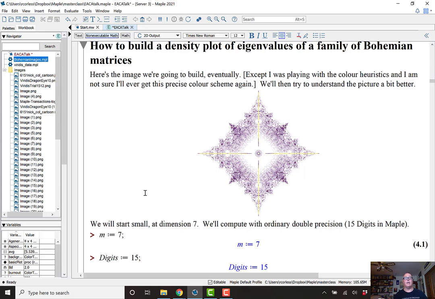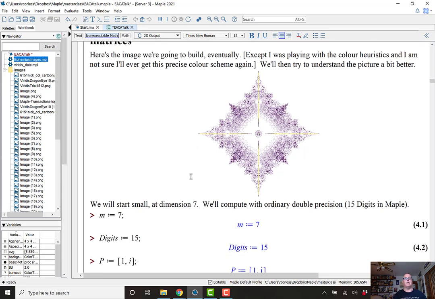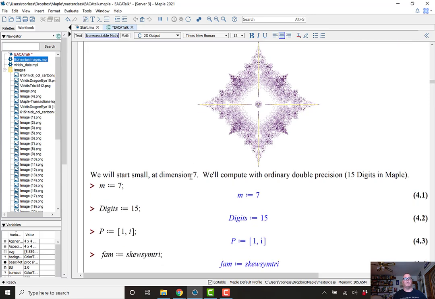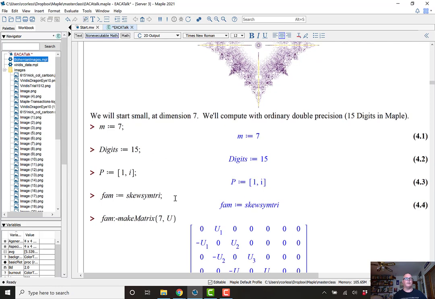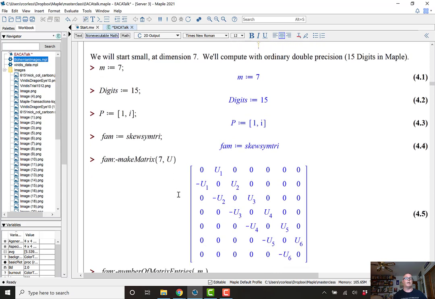This is an image of a density plot of eigenvalues in the complex plane. So the real axis is horizontal, imaginary axis is vertical as usual. We're going to start small. The dimension is 7. We compute with ordinary double precision numbers, so digits equals 15 in Maple. Population is 1 and I, the family is the skew symmetric tridiagonal matrices, and if we make a generic one of these things, there it is.